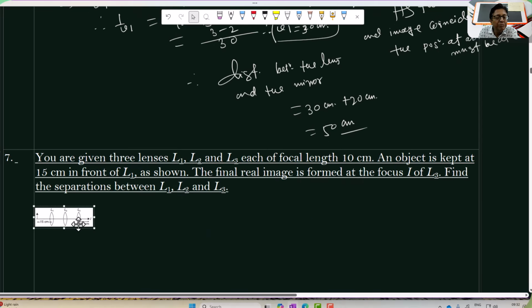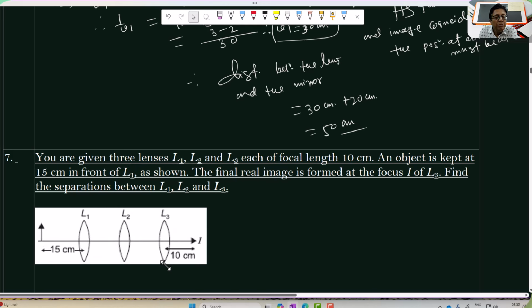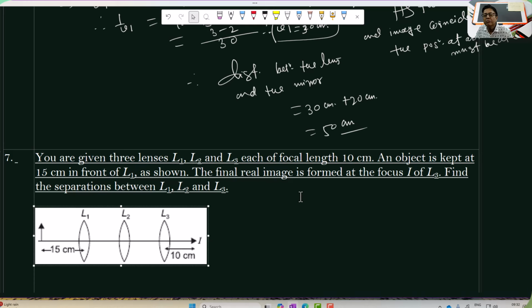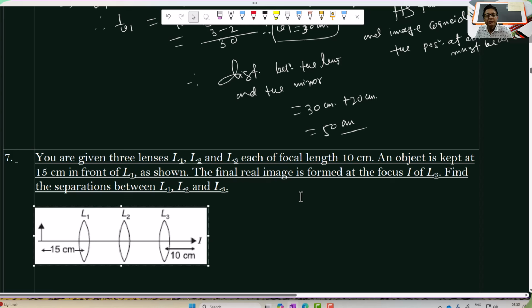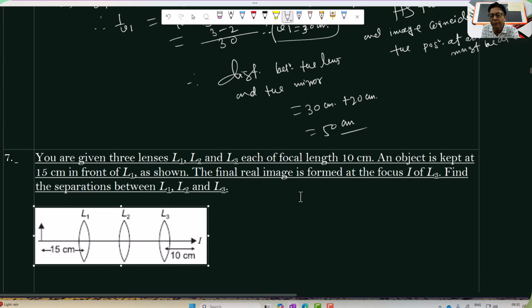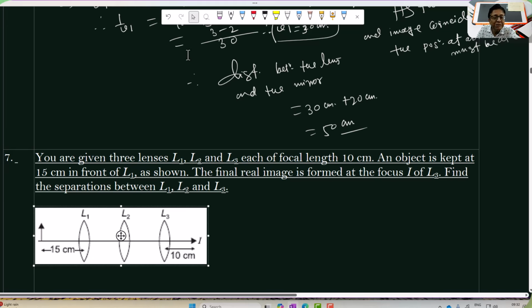Now this one. You are given 3 lenses L1, L2, L3, each of focal length 10. An object is kept 15 centimeter in front of L1. The final real image is formed at the focus of L3. It is given as 10 centimeter. Find the separation between L1, L2 and L3.